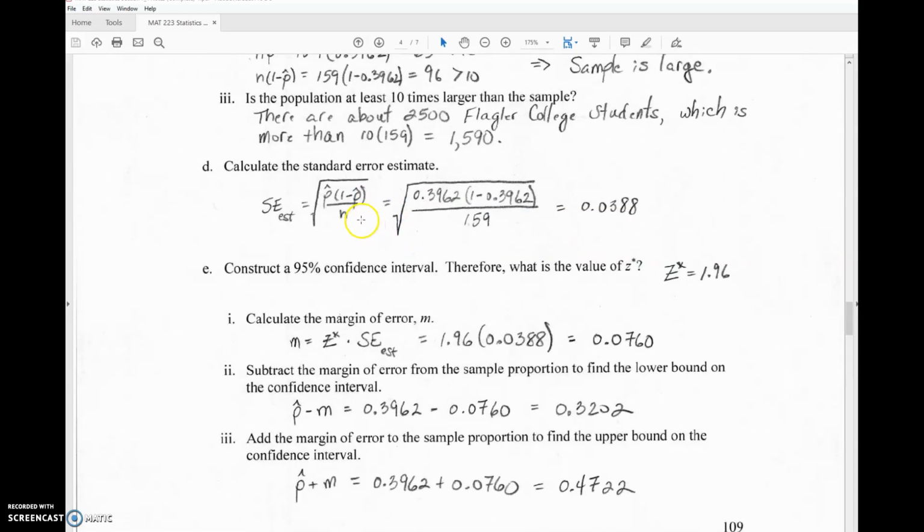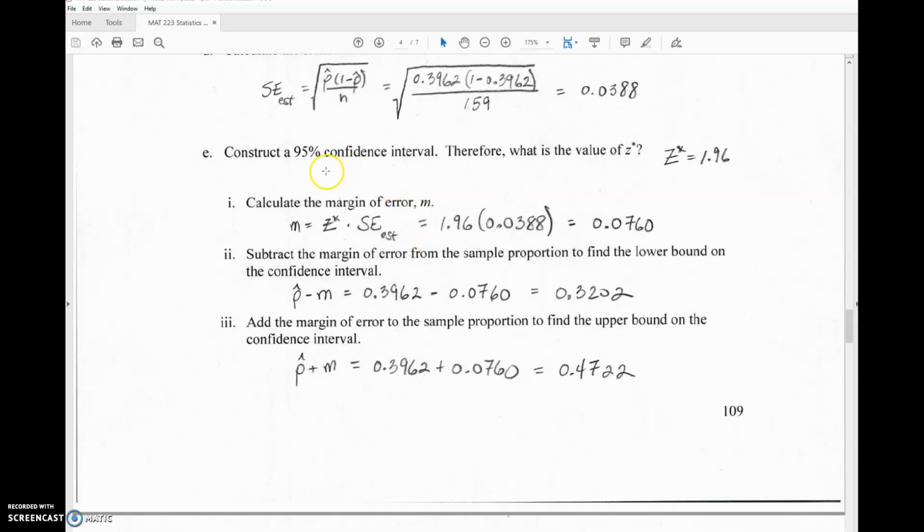So now we need to calculate the standard error estimate, which is the estimate for the standard deviation of our sampling distribution, which remember has a mean of p and a standard deviation of the standard error. We don't know either, so we estimate both. The standard error estimate is p hat times 1 minus p hat, divided by n, then take the square root. So there's the calculation. That comes out to be 0.0388 if I keep 4 decimals.